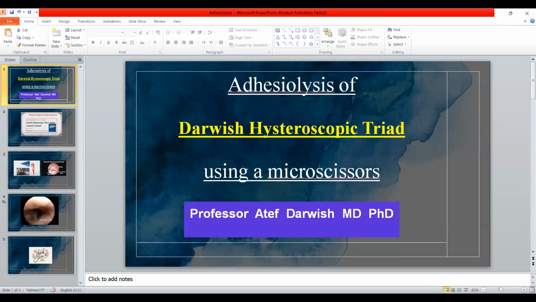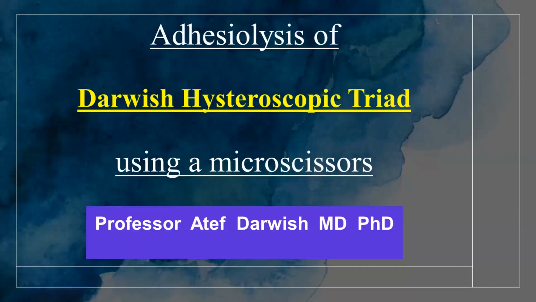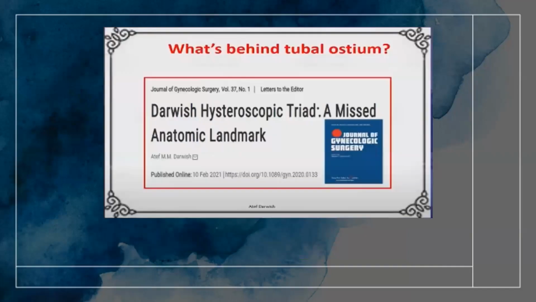In this short video, I'd like to show you the importance of delicate hysteroscopic surgery in treating intrauterine abnormalities. In this case, we will show the use of microscissors to make lysis of adhesions occluding one of the parts of the uterus, so you cannot see the tubal ostium and the whole Darwish Hysteroscopic Triad.